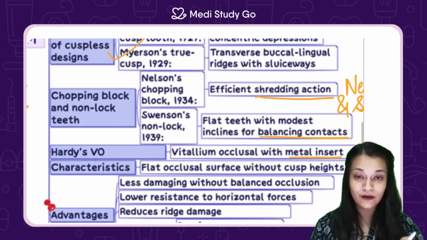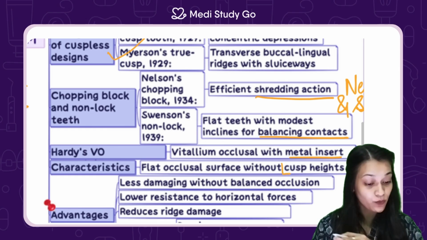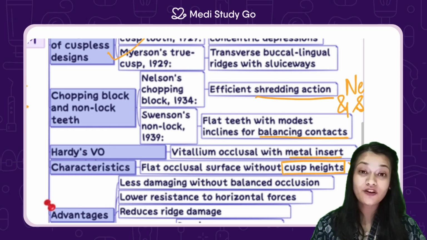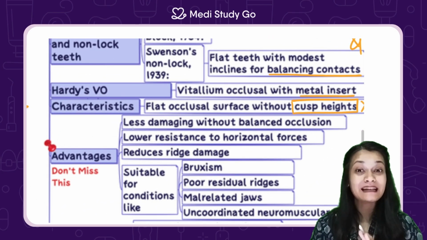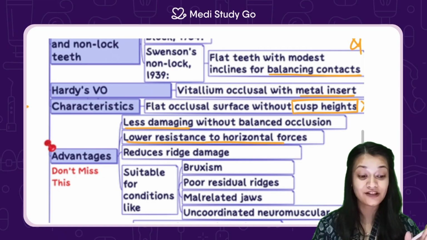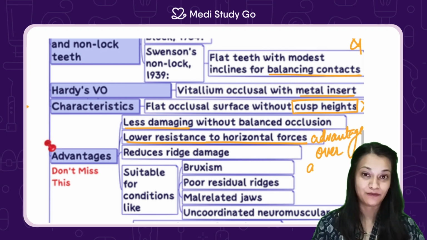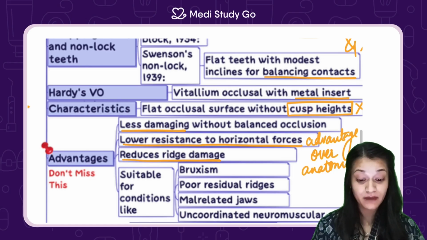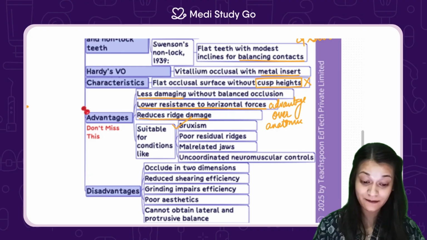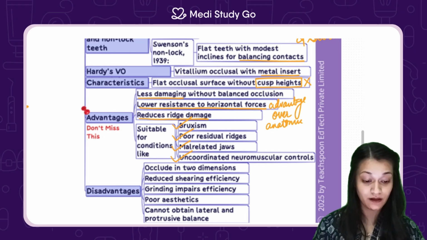So what was the particular characteristic? It gave a flat occlusal surface without any cusp height. It was totally cuspless. Because of this nature, there were certain advantages. First thing, it was less damaging. It did not offer horizontal forces, and in turn, because of this advantage, it led to reduced ridge damage. Now, because this was the case, this particular type of cuspless occlusal table became more suitable for conditions like bruxism, poor ridges, malrelated jaws, and uncoordinated neuromuscular control.